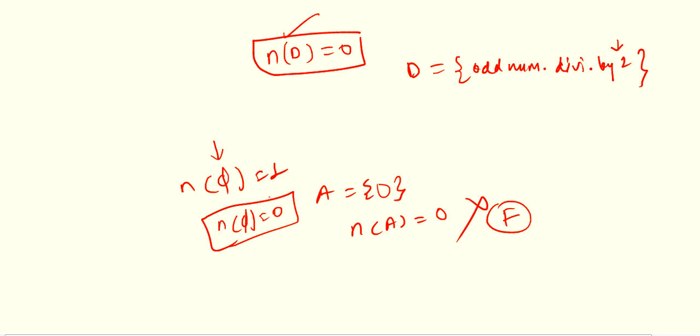Then third question, T is given to you, then n(T) is 5. So third and fourth you can solve, easy ones. The repeated elements you will write only once. Okay, so your chapter set is completed.